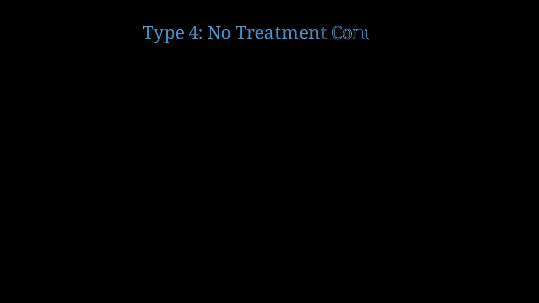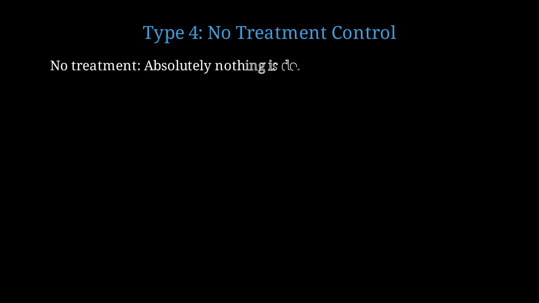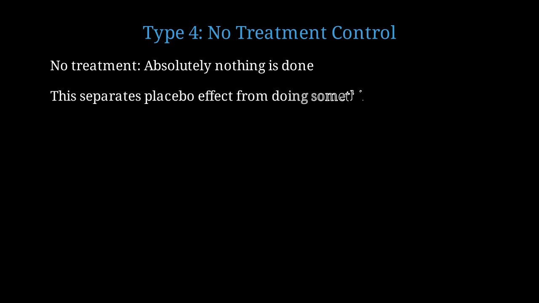Type 4 is a no treatment control, which is subtly different from a negative control. In a no treatment control, the subjects receive absolutely nothing. No pills, no injections, no procedures. This is different from a placebo, where subjects still receive something, even if it's inert. This type of control helps separate the placebo effect from the effect of simply doing something. Sometimes the act of taking a pill or receiving attention from medical staff has its own effect.